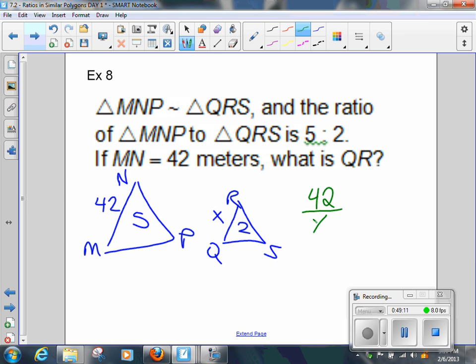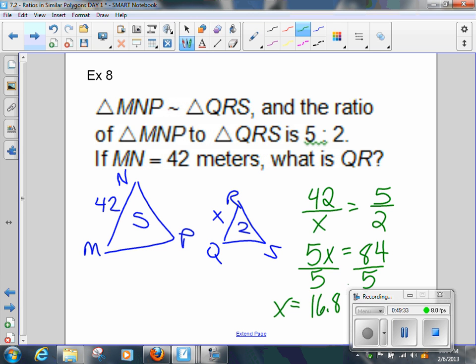42 over X is equal to 5 over 2. You guys buy that? Yeah. So cross multiply. 5X is equal to 84. 84 divided by 5, what is that? Say it one more time. Is it straight up 16.8?